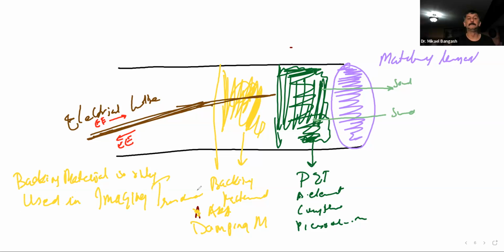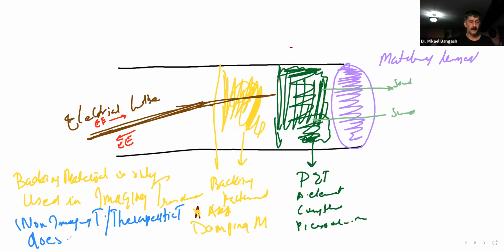Is that clear? So what would that mean? That will mainly mean that non-imaging transducers, which as I earlier said we refer to as therapeutic transducers, do not have backing material.